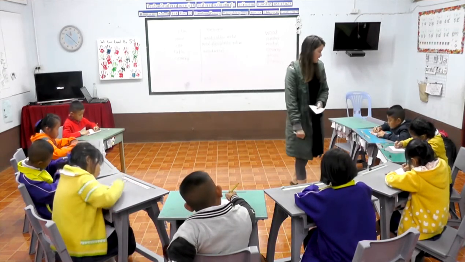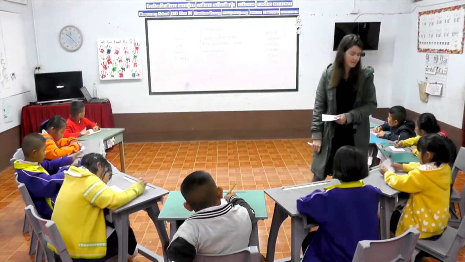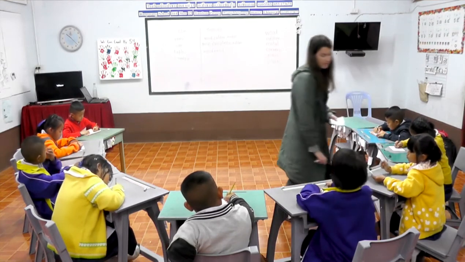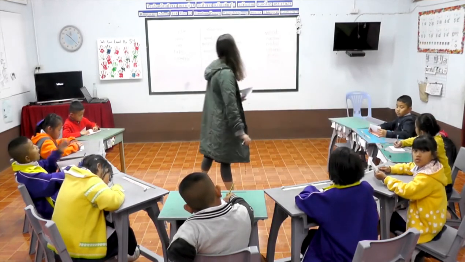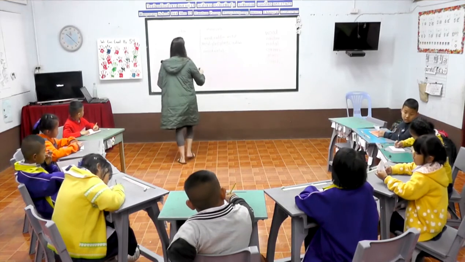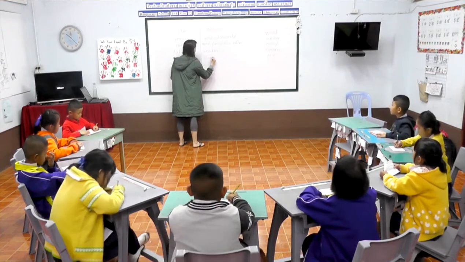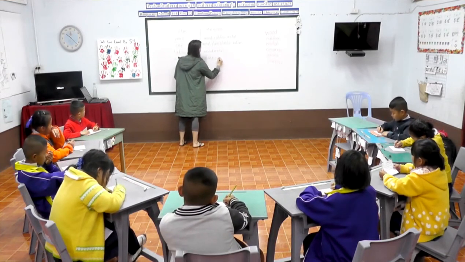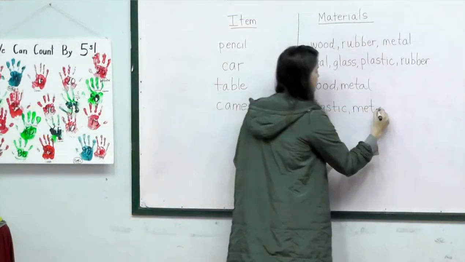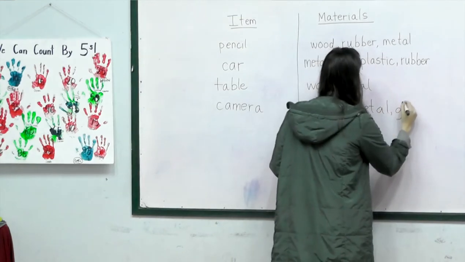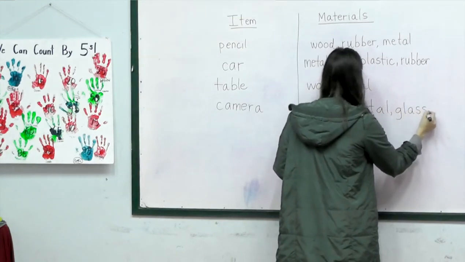Wood on the desk, metal on the desk. Metal and then one, two, three. Camera. Good. What's the camera made out of? Plastic, metal, and glass. Finish. Okay. Plastic, metal, and glass. Very nice, friends.